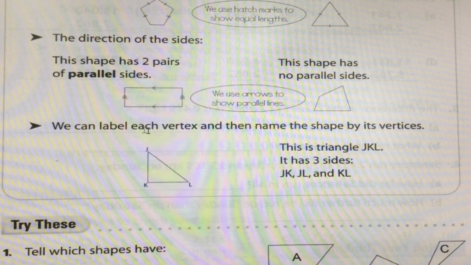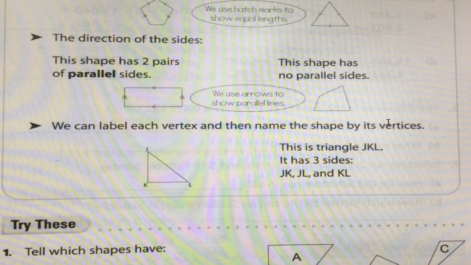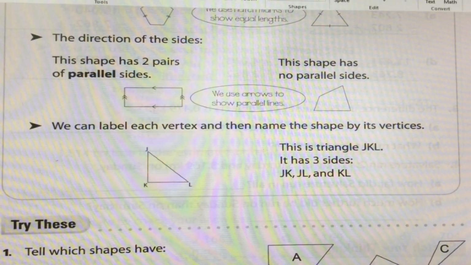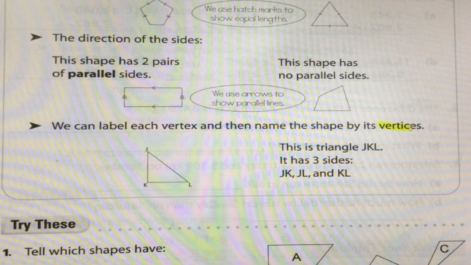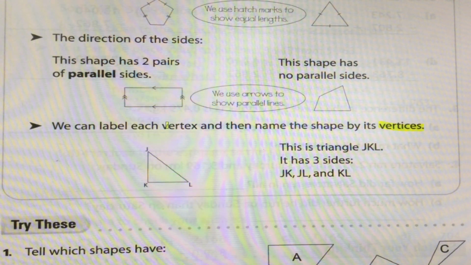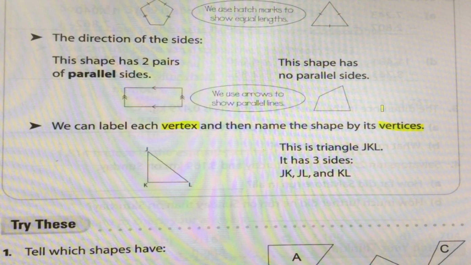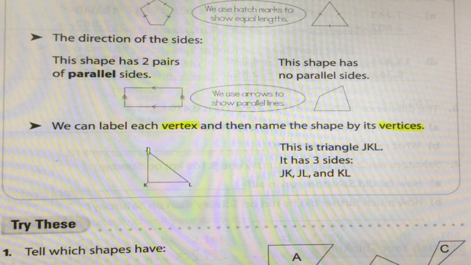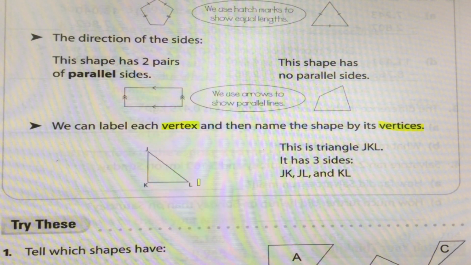Last one, it says we can label each vertex and then name the shape by its vertices. So vertices is the plural of vertex. So over here, that word right there is just more than one vertex. It says this is triangle JKL, and we know that because we've labeled the vertices J, K, and L.